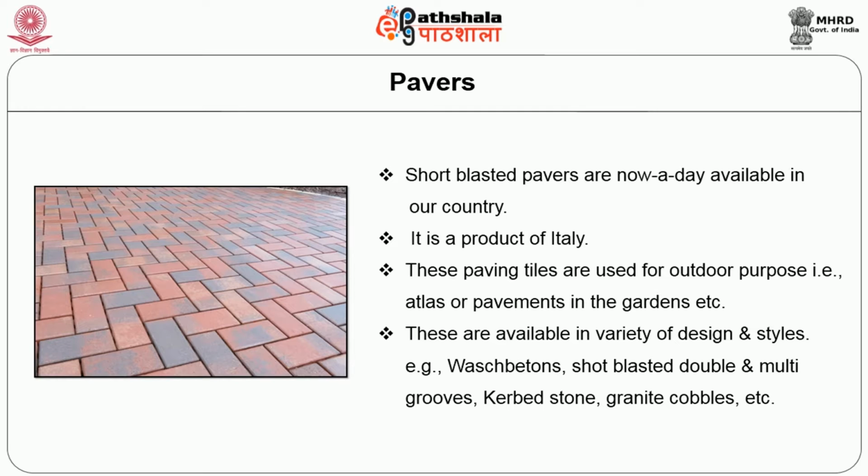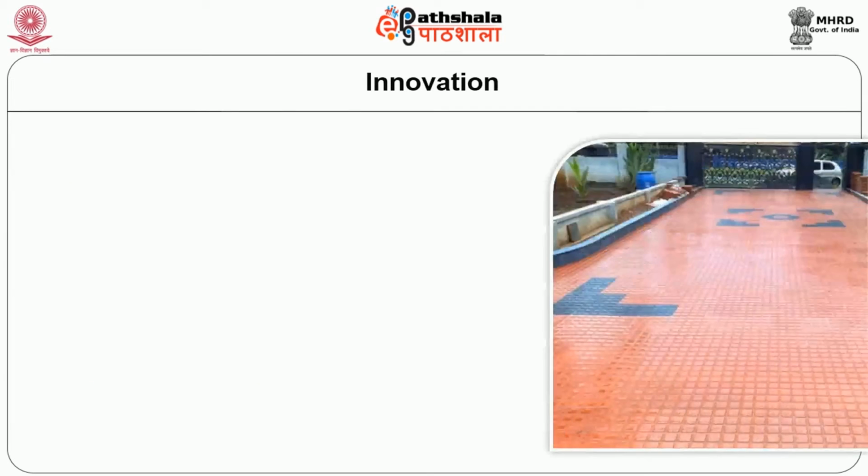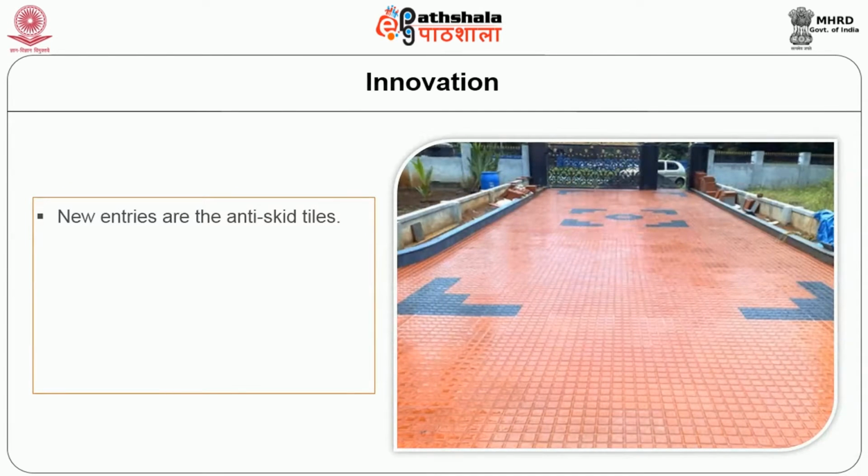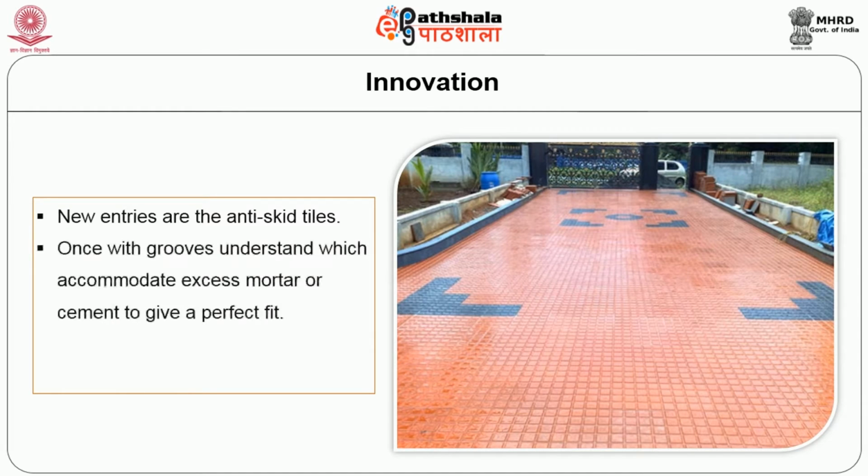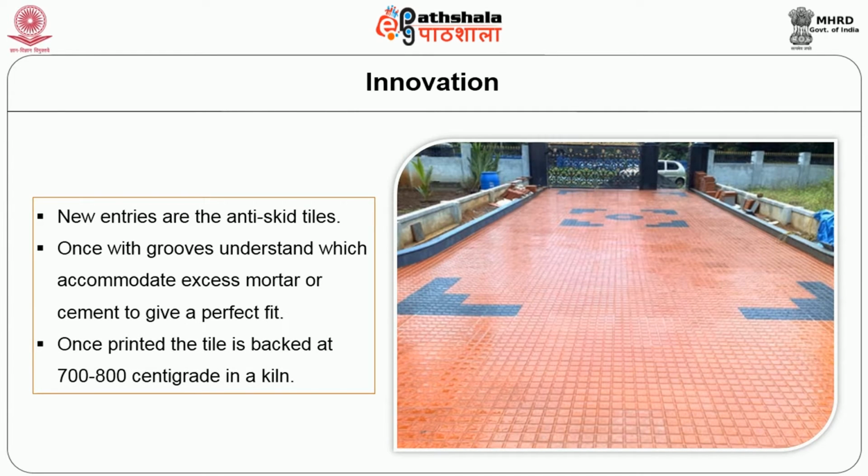For example, you have shot-blasted, double and multi grooves, curved stones and granite cobbles, etc. Innovation into this can be the new entries, the anti-skid tiles, which accommodate excess mortar or cement to give a perfect fit. Once printed, the tile is baked at 700 to 800 degrees centigrade in a kiln.